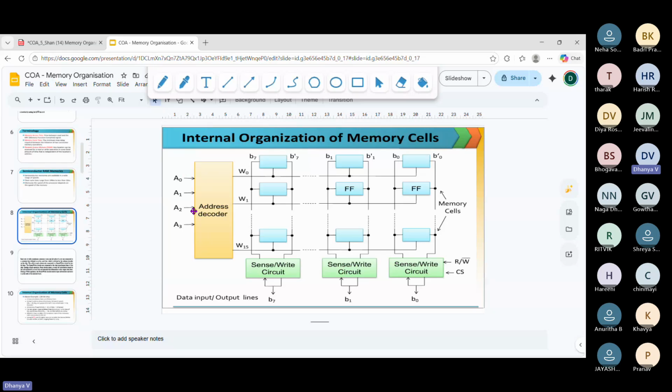So there are four address lines over here. If it's four address lines, how many locations? Can anyone maybe drop it in chat or something? There are four address lines. How many locations? Yeah, 2 power 4, right?